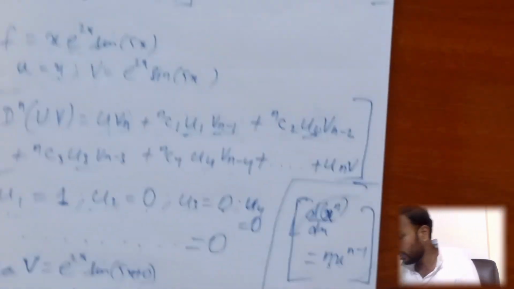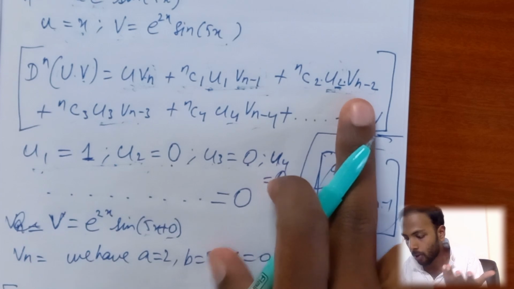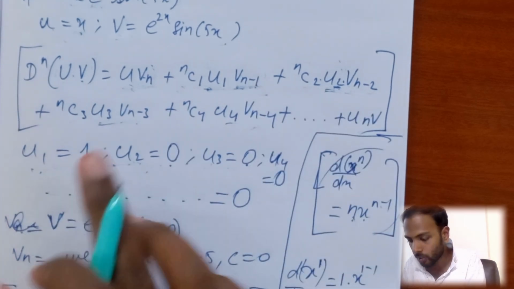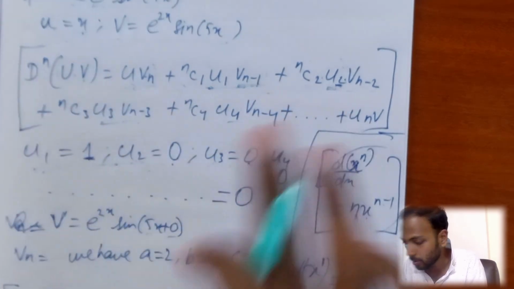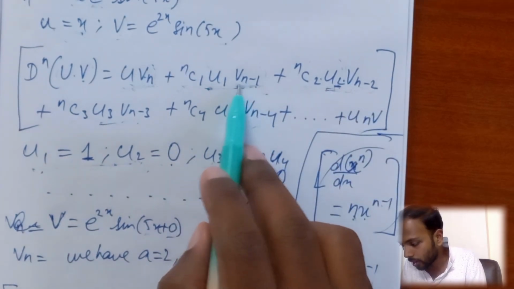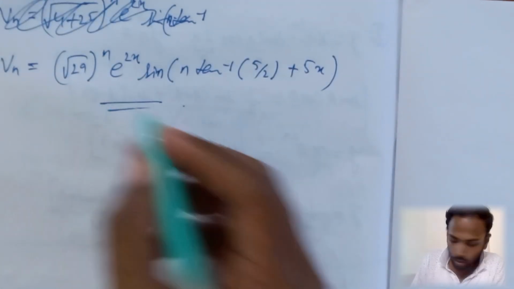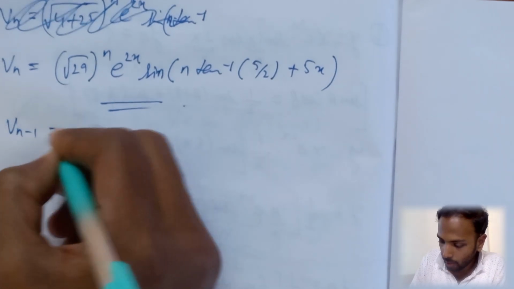So Vn is done, and our requirement is Vn minus 1 as well. Vn minus 2 is not required because I told you this particular question is going to have only these two terms. From this term, it's not going to be there, so we don't need to find all this. Let's find Vn minus 1 and nC1 and we are done.